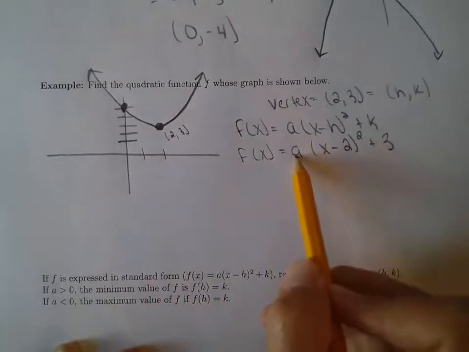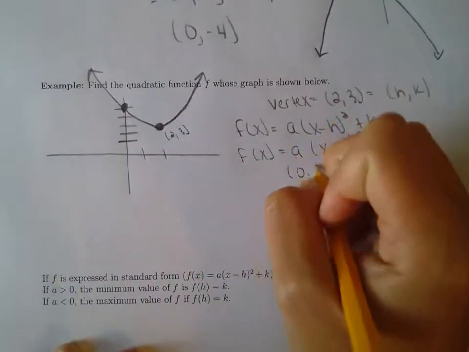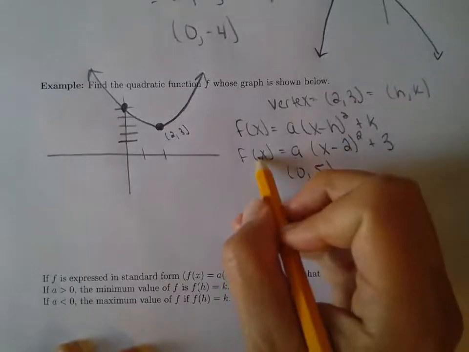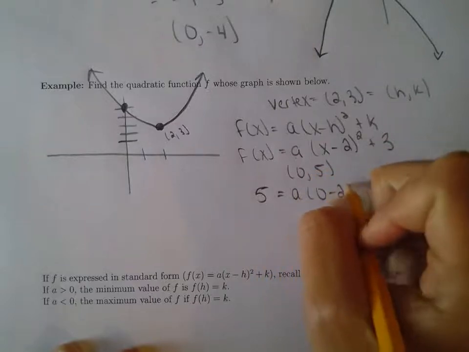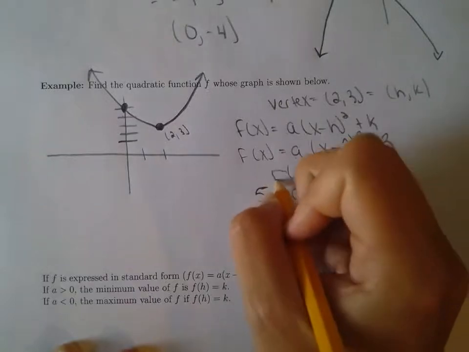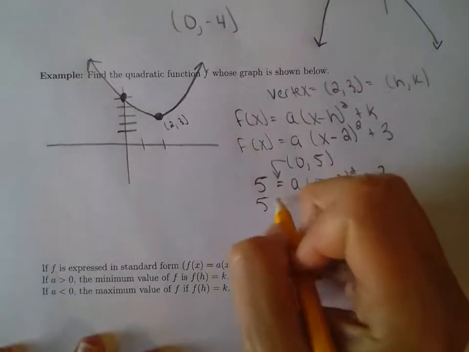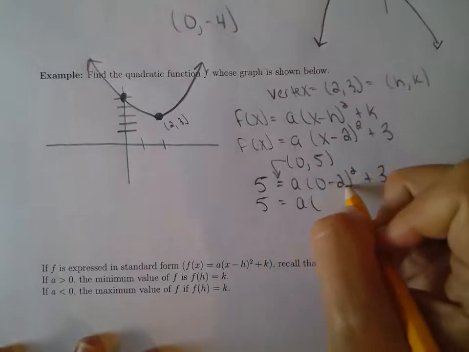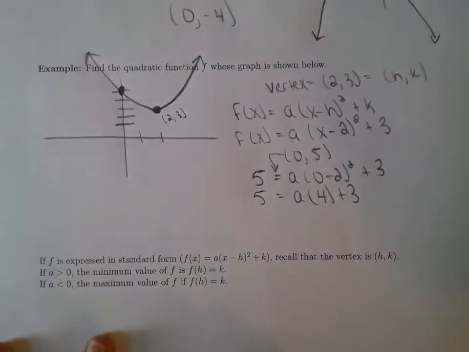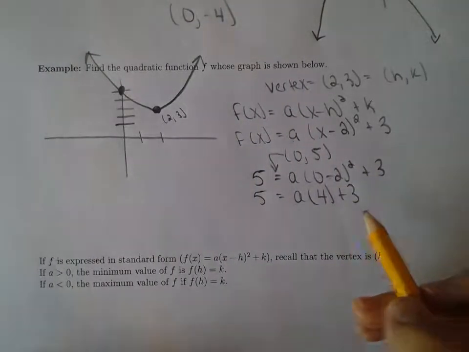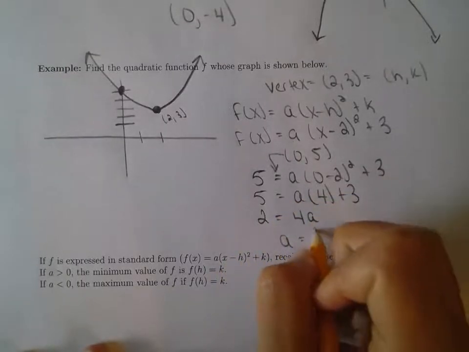Now we need to solve for a, which we're going to do using our other point. I'm going to use (0, 5) to plug in. So 5 is our output when x is 0. Solving for a, that is 5 equals a times (negative 2) squared, which is 4a, plus 3. This is just a linear equation we know how to solve. Subtract 3, that gives 2 equals 4a. Divide by 4, a is 1/2.